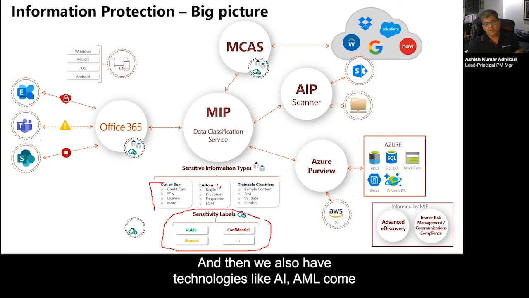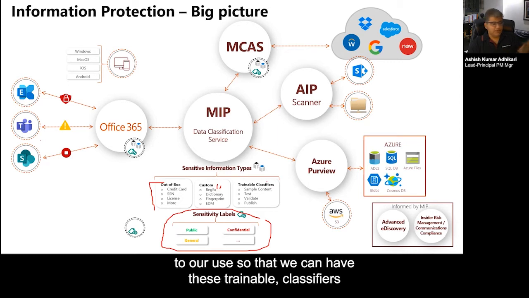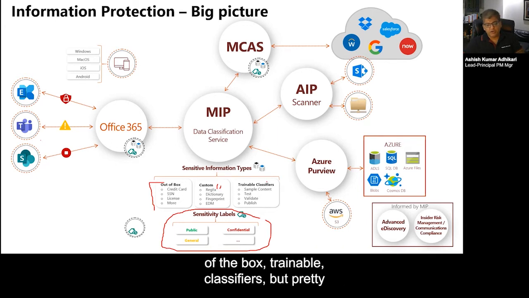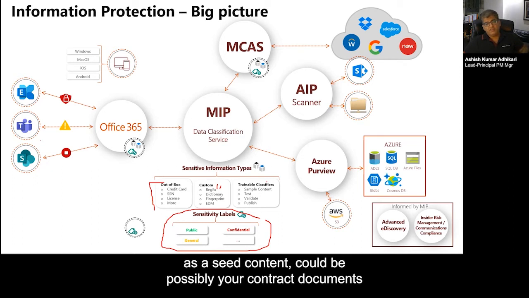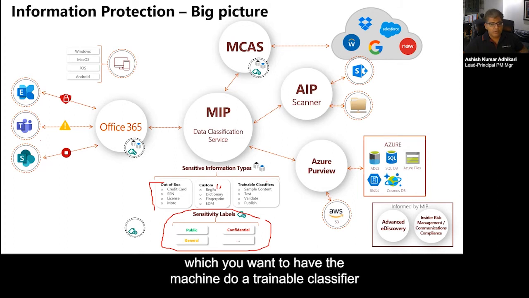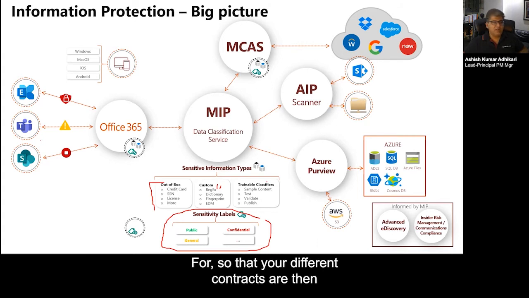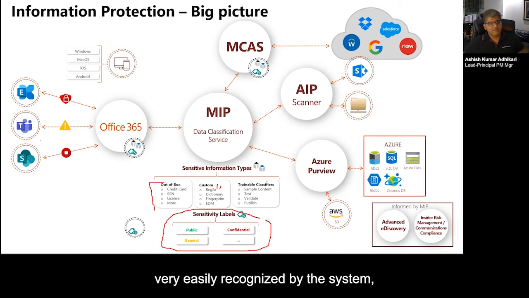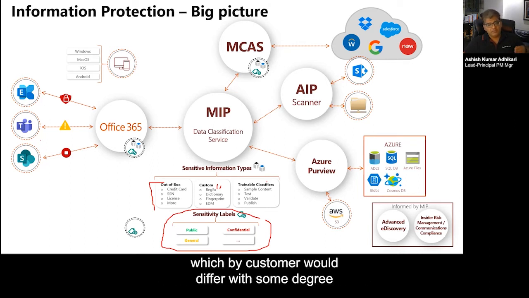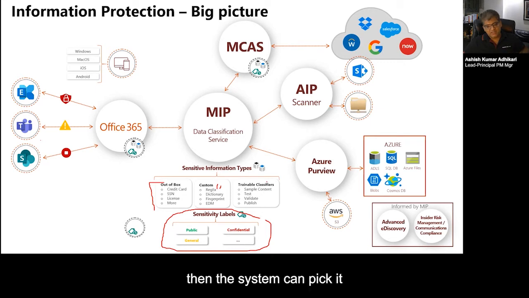And then we also have technologies like AI, ML come to our use so that we can have these trainable classifiers, which we can build. So we've given you some out of the box trainable classifiers, but pretty much we can also build some trainable classifiers out of sample content, which we call seed content. Could be possibly your contract documents, which you want the machine to build a trainable classifier for, so that your different contracts are then very easily recognized by the system. And if somebody is sending a contract, which by customer would differ to some degree, then the system can pick it up, which is a benefit of a trainable classifier.